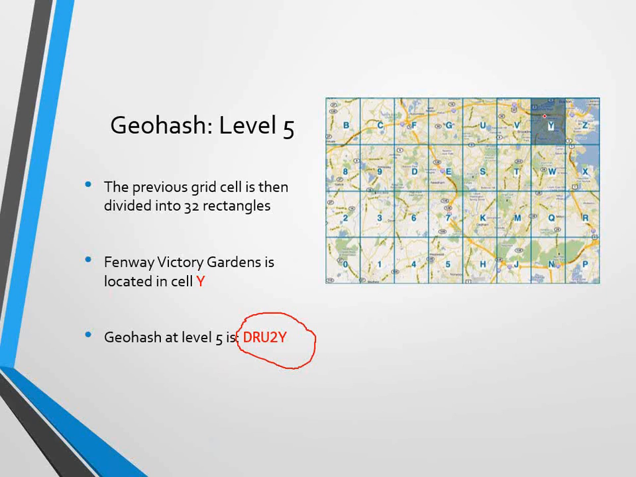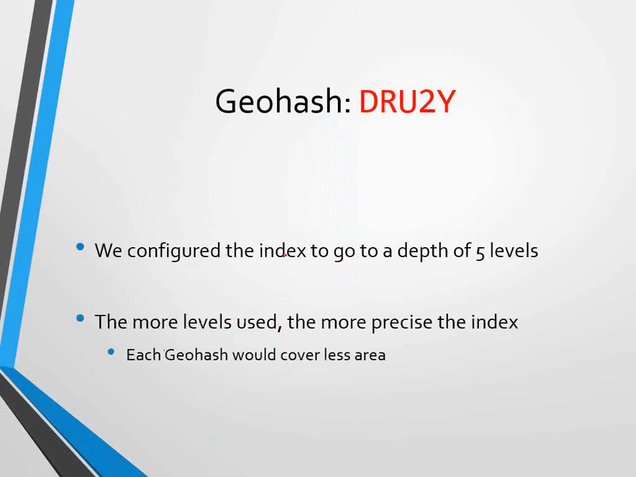You can see that at this level it's still quite imprecise because that grid is covering quite a bit of land, and we're just indexing 1 point in that grid. If we wanted an index of higher precision, we would have to continue going down further levels until the grid got smaller and smaller. So we configured the index to go down to a level of 5, resulting in DRU2Y, which is for Fenway Gardens.